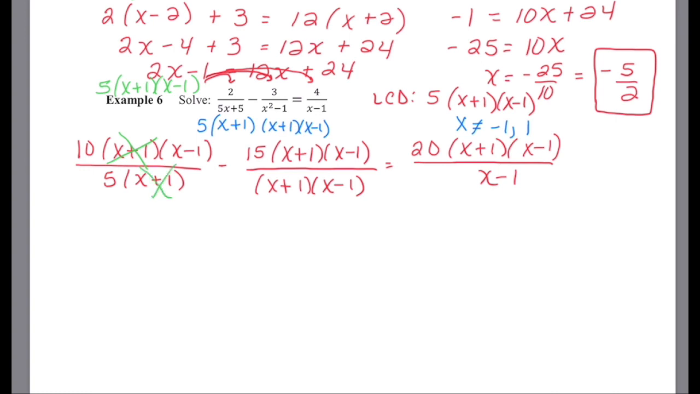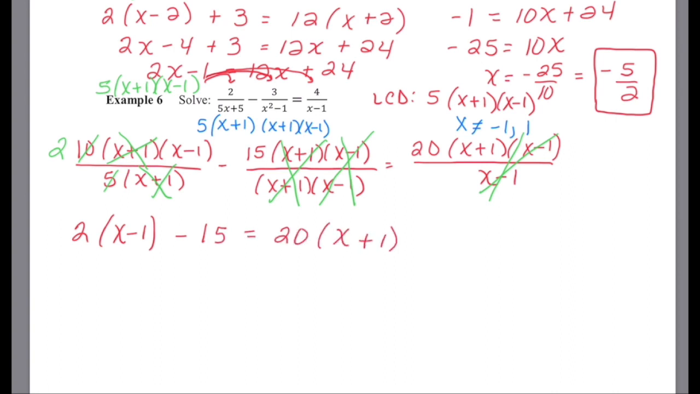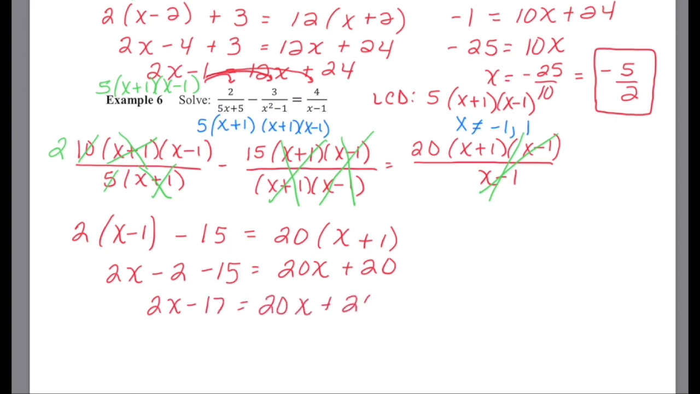Simplifying, 10 divided by 5 is 2. Our x plus 1s, our x minus 1s disappear in the middle, and then our x minus 1s disappear on the far right. I have 2 times x minus 1 minus 15 is equal to 20 times x plus 1. Distributing, combining like terms, so 2x minus 17 is 20x plus 20. Subtract 2x, I have negative 17 equals 18x plus 20. Subtract 20, negative 37 is 18x. And divide by 18, so x is equal to negative 37/18.